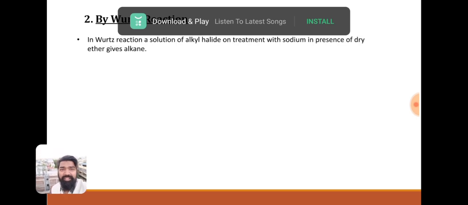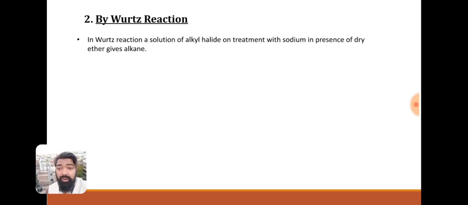The second most important reaction is the Wurtz reaction. You should know the names of the scientists also when you are dealing with the reactions. If you remember the scientists and how they worked, eventually they worked day and night. They are the reason we are surviving in chemistry.